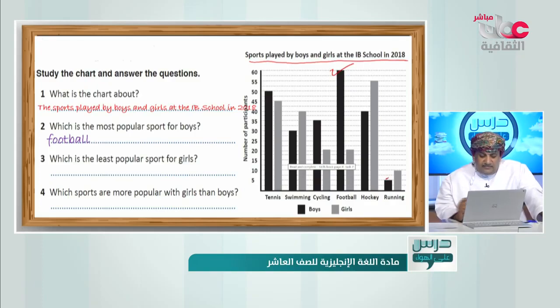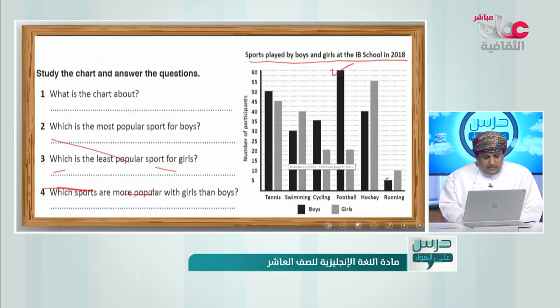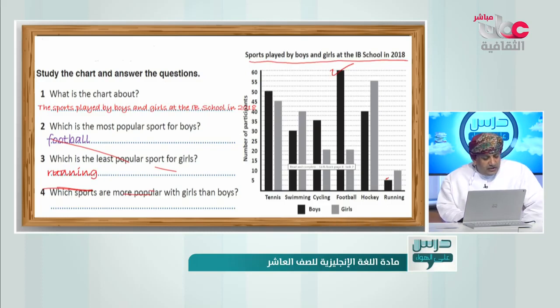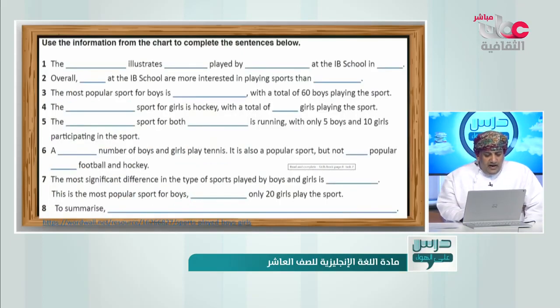Which is the least popular sport for girls? Yes, it is running. And which sports are more popular with girls than boys? We said hockey, swimming, and running. The girls played them more than the boys. Okay, now let's look at this question.